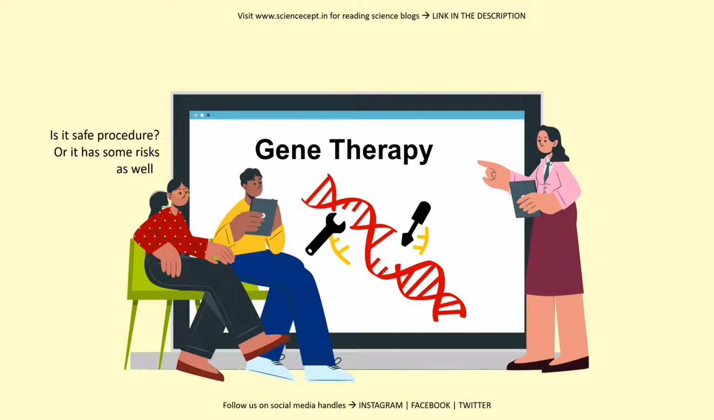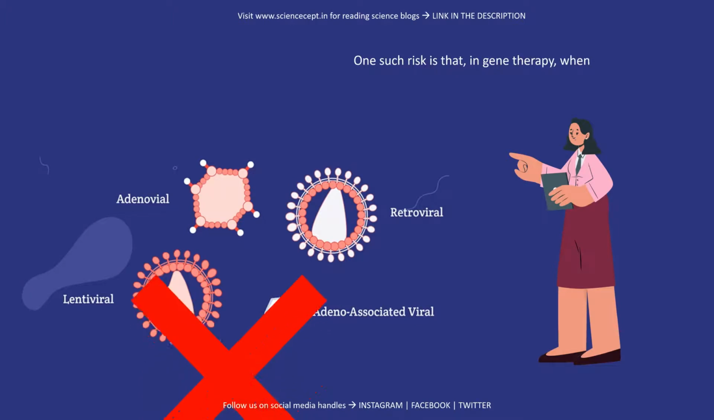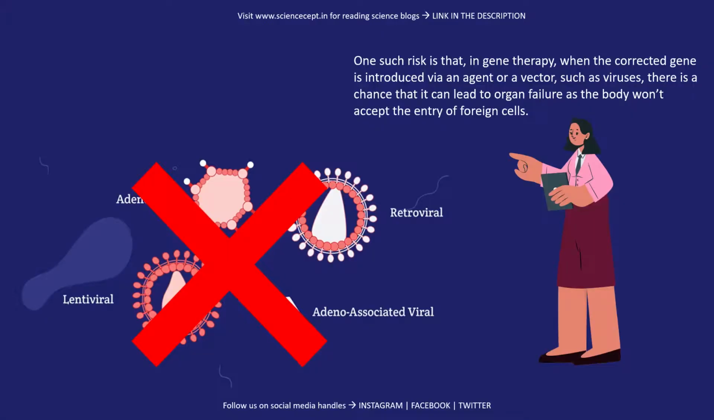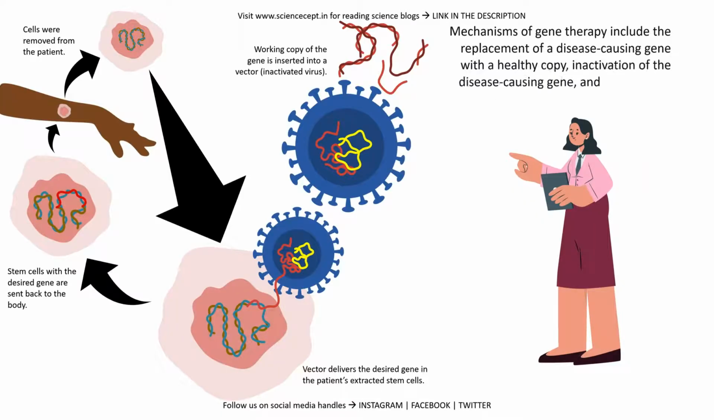Is it a safe procedure? Or does it have some risks as well? The inherent risk factors are the reason why it has still not become an effective medical procedure. One such risk is that, in gene therapy, when the corrected gene is introduced via an agent or a vector, such as viruses, there is a chance that it can lead to organ failure as the body won't accept the entry of foreign cells.